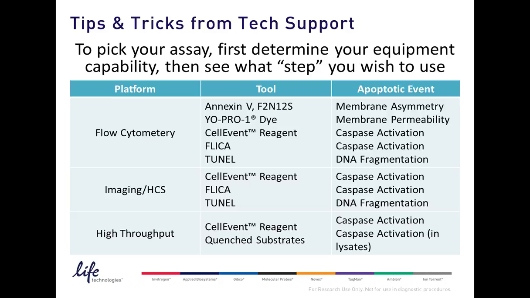If you're using imaging, so confocal, wide field, or even a high content, high throughput imaging platform, CellEvent will pick up caspase very nicely. FLICA can pick up caspase activation, and the TUNEL assay works very well for DNA fragmentation. And then high throughput, so these are plate readers. Some of our quenched substrates that we saw in the table before only work in cell lysates, but they can be done on very high throughput plate readers, as well as the CellEvent reagent, which will work on platforms such as the Flipper.